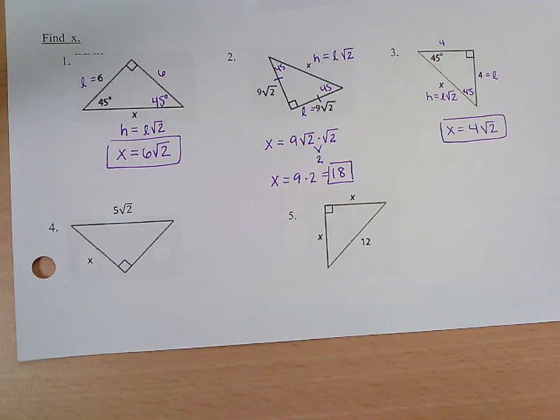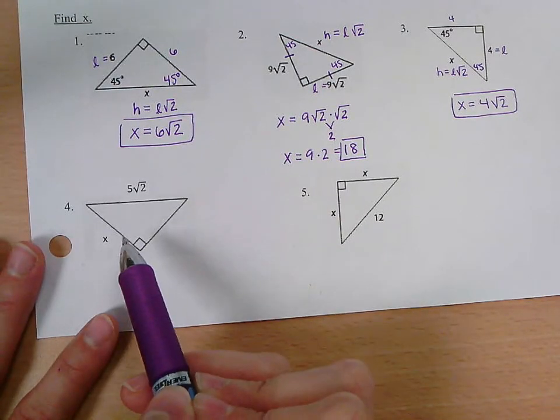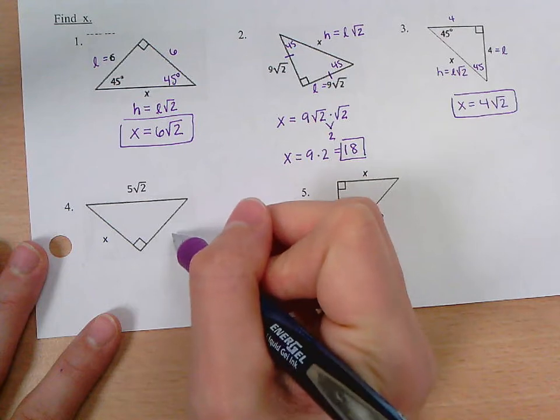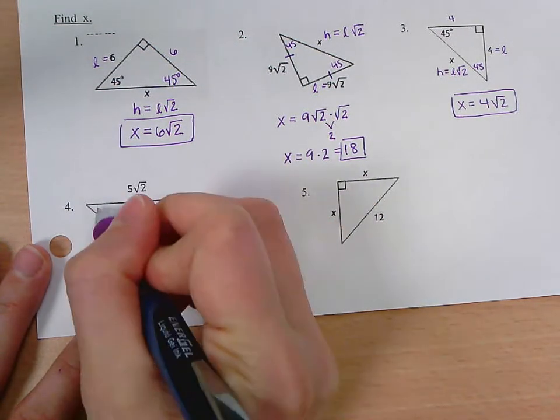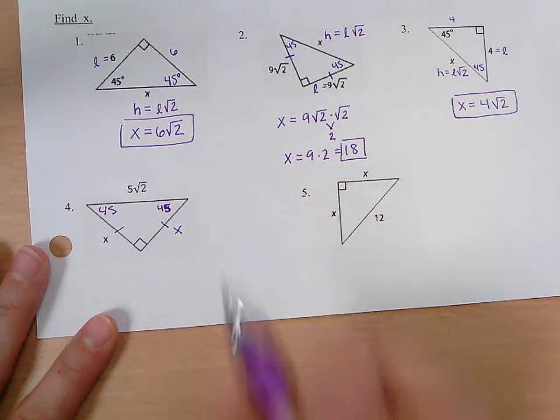You are not given a leg, you are given the hypotenuse. So these are different. This is where simplifying with radicals comes in. All right, so here, I think this was also meant to have an X in it to show you that this was a 45, 45, 90. Oops, 45, not 49.